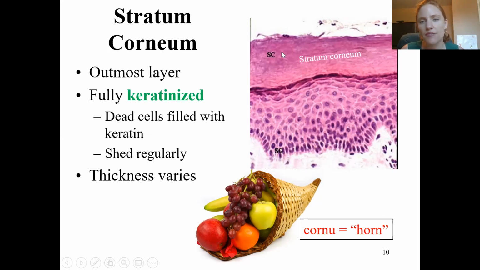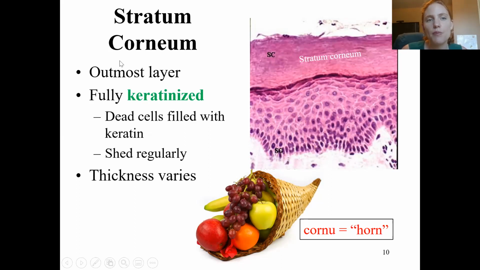Now we have this nice thick layer on top where you just have dead cells filled with keratin, and that creates a really nice watertight barrier that helps protect and keep the moisture in and keep the environment out. Okay, so that's the stratum corneum.